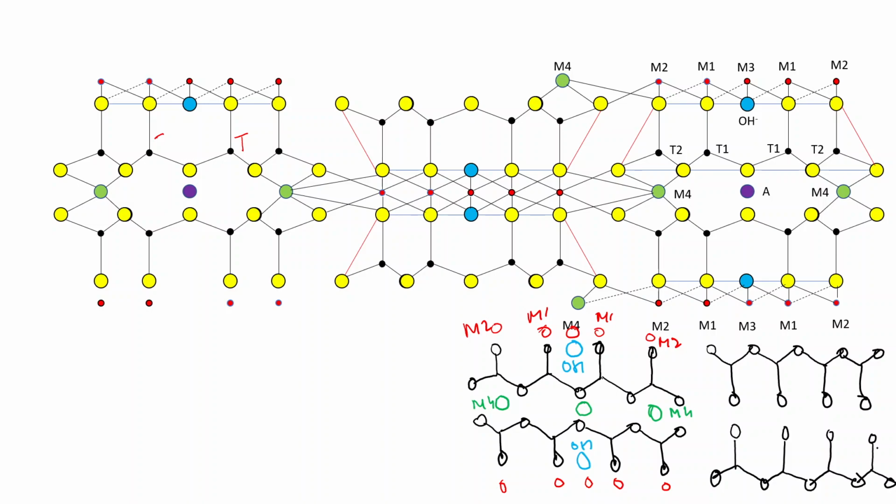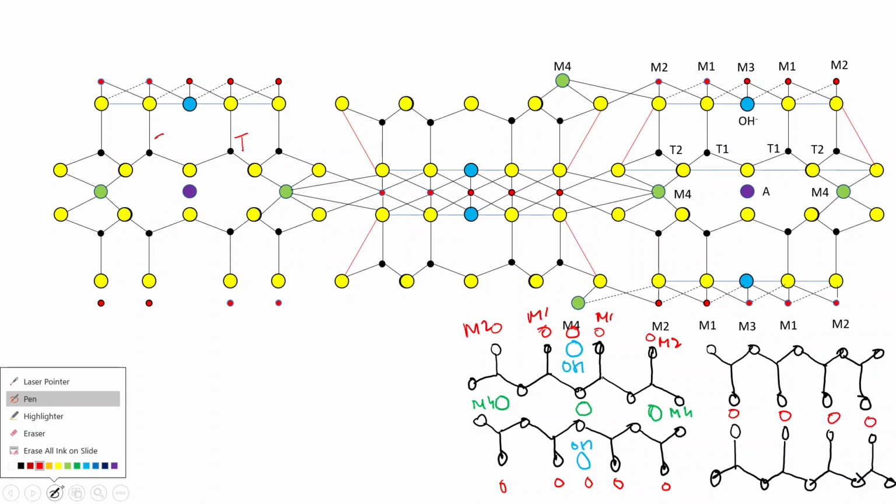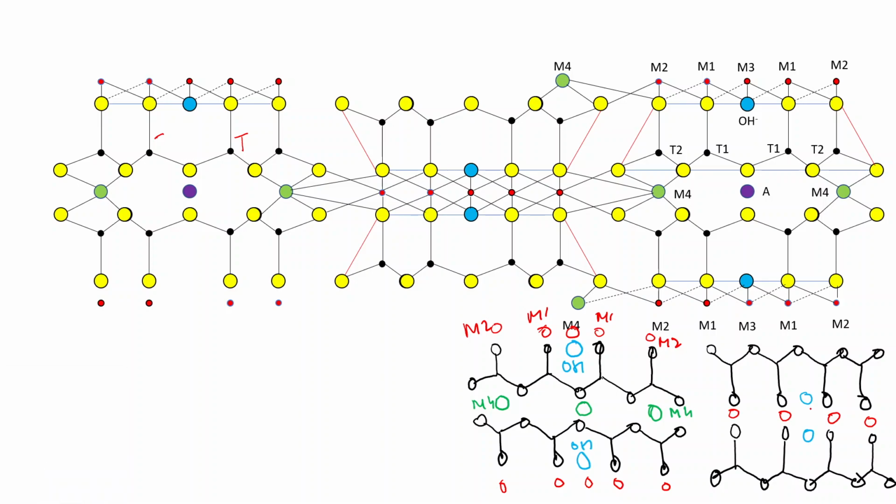Now we can see, where is the apex line? It is here. So we have M2, M1, M1, M2, and then let us now draw the OH minus, which is here and here. So we will get the M3 now. This is M3. Now let us see how they are all linked together.